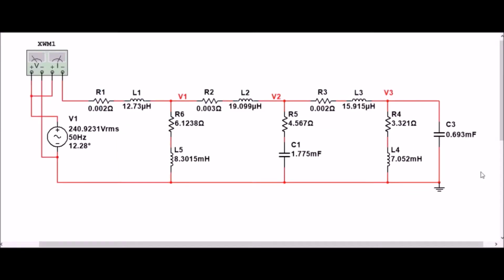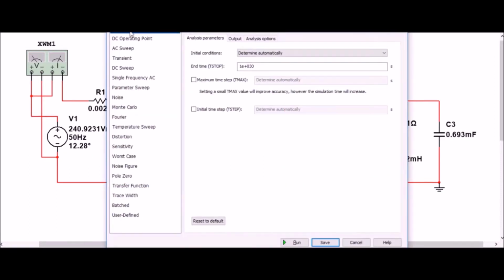Fourth, we would like to compare the value of power factor after the power factor correction. So, in order to measure the value of power factor correction: Step 1, place the wattmeter at voltage supply. Step 2, parallel the capacitor at any branch. Step 3, run interactive simulation.